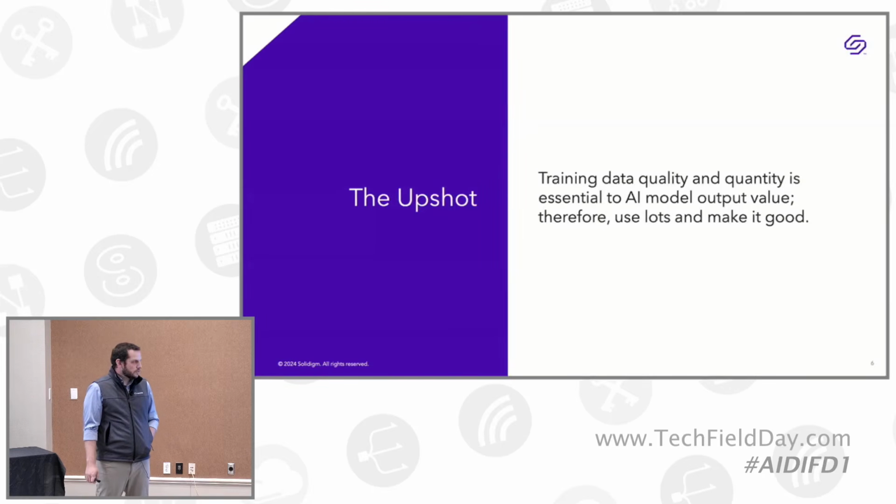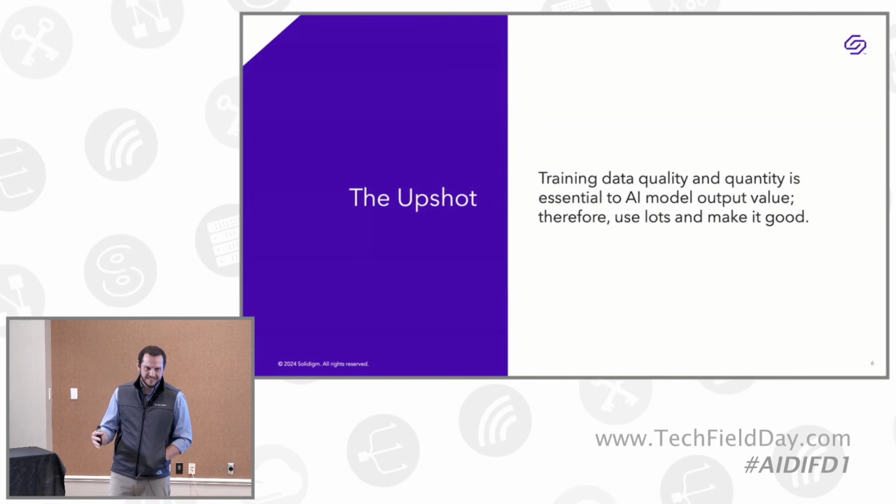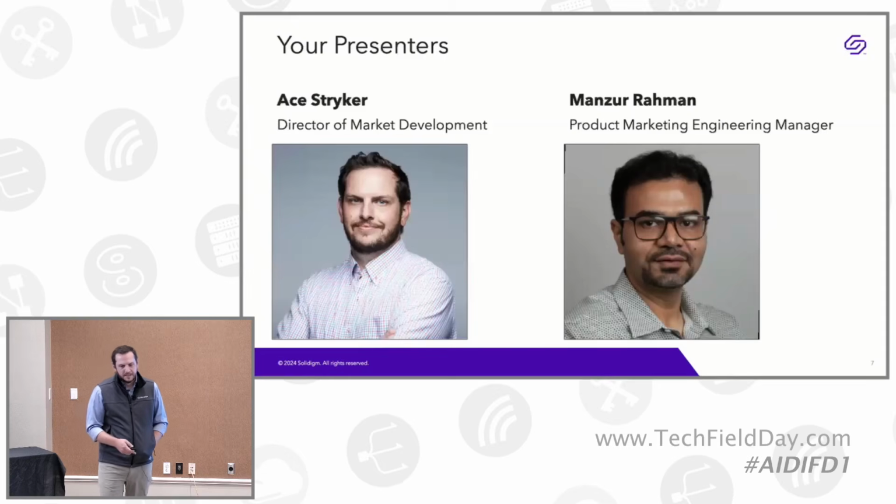This is my one sentence capturing where we're going to go. Training data quality and quantity is essential. The AI model output value, therefore use lots and make it good. If the format of that sentence feels familiar to you, you may eat a lot at Chick-fil-A like I do. This is a famous quote from their founder who said, "Food is essential to life, therefore make it good." But the principle applies in AI as well.